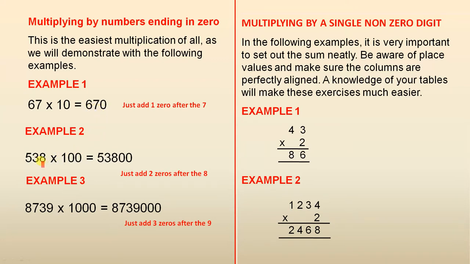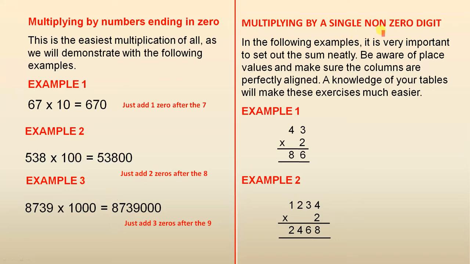Example 2, 538 times 100. You just add 2 zeros after the 8, so it's 53,800. Example 3, if you're multiplying by 1,000, in this particular case here, you just add 3 zeros after the 9. And the answer is 8,739,000. So that's very straightforward when you're multiplying by 10, 100, 1,000, etc.